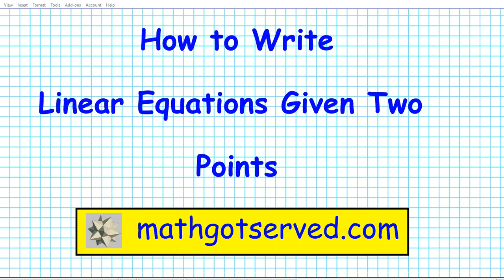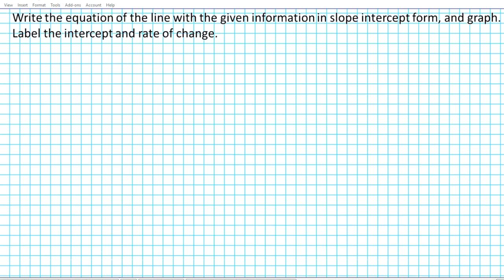In this clip, we're going to be going over how to write linear equations given 2 points. The instructions are for us to write the equation of the line with the given information in slope-intercept form and graph. Then we are to label the intercept and rate of change.